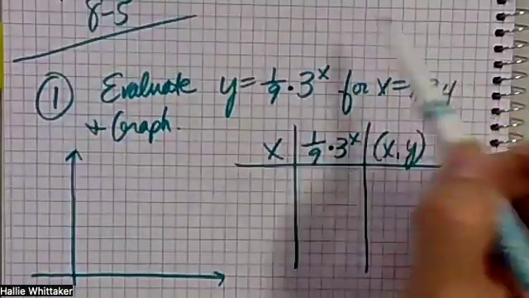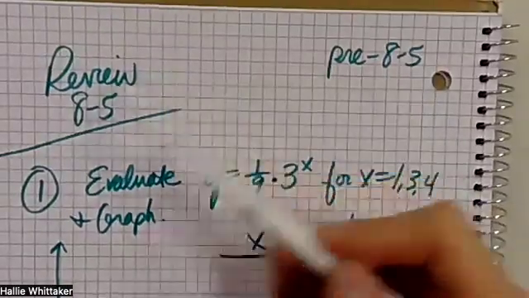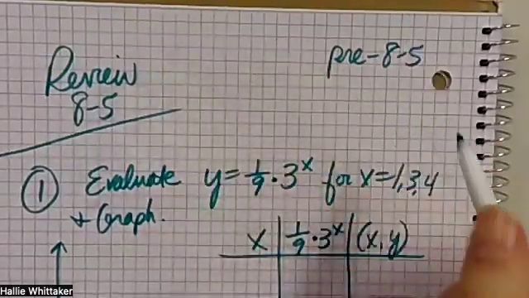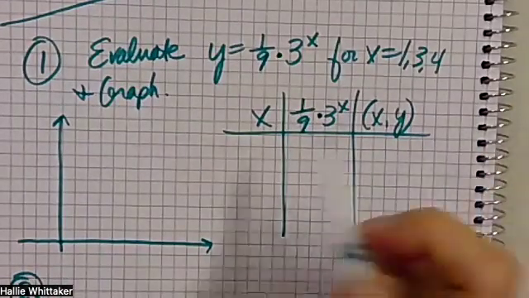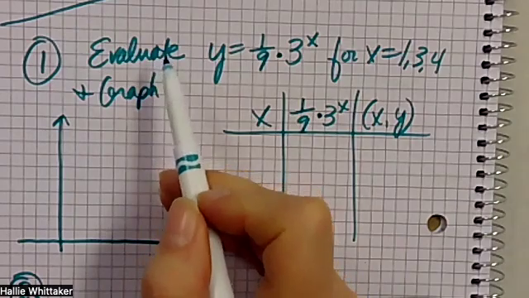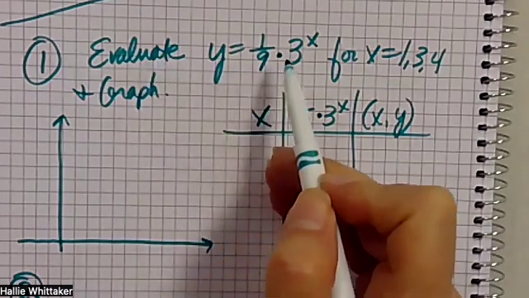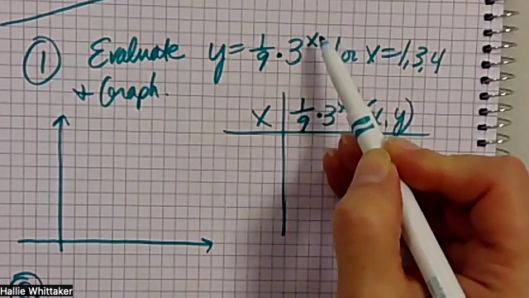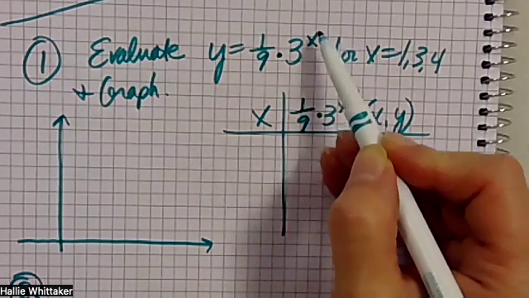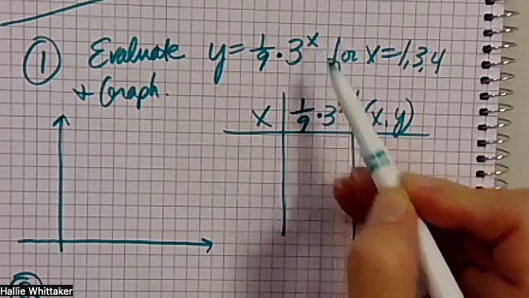Okay. This is pre-8-5. We're going to do a little bit of review since we've been on spring break. Let's see if we can remember everything in chapter 5 we've been doing. So the first thing I want you to try is to evaluate y equals 1/9 times 3 to the x. Notice again that x is in the exponent. That's what's different about this chapter. Is x is in the exponent.